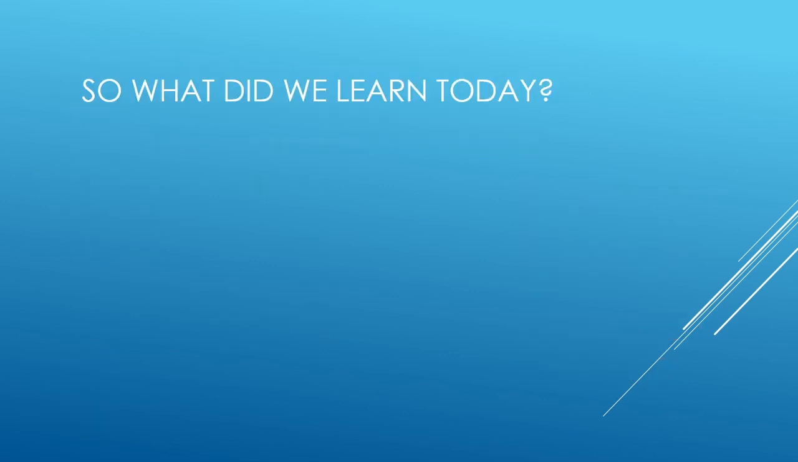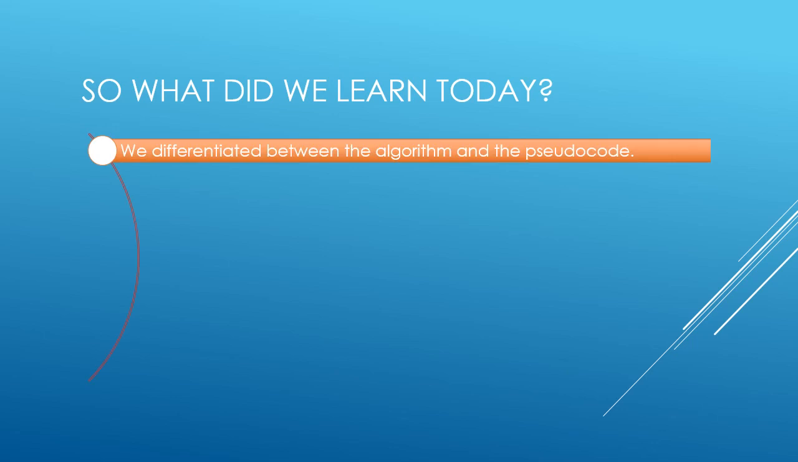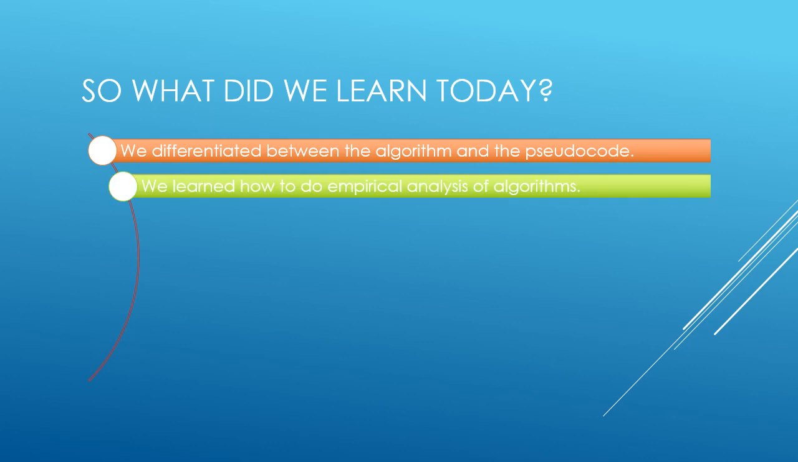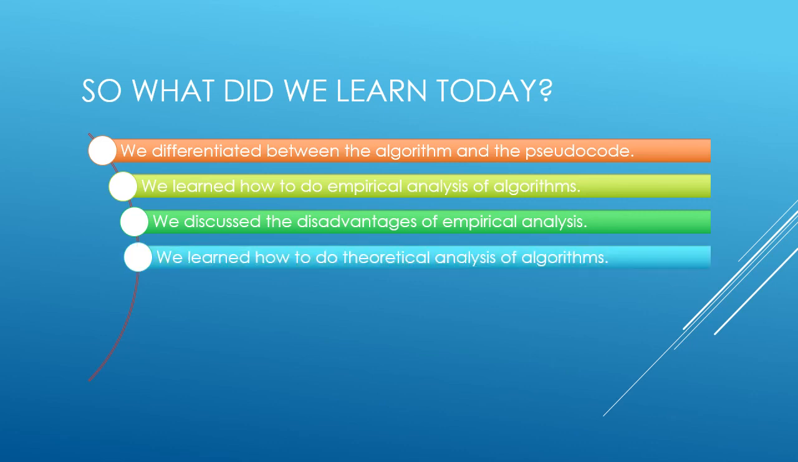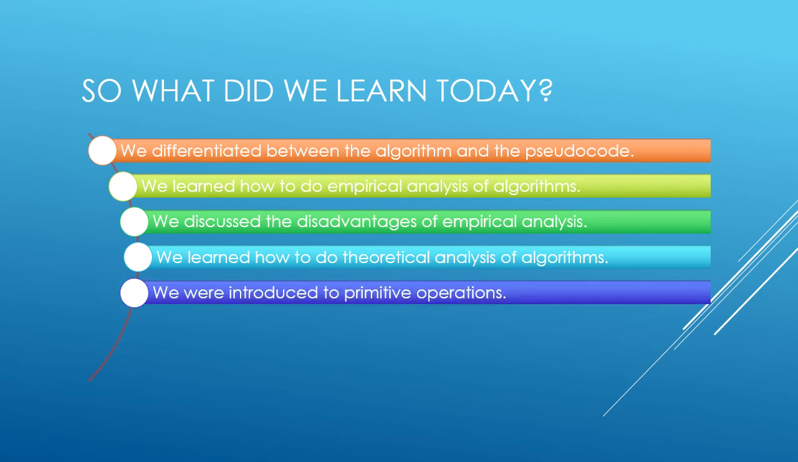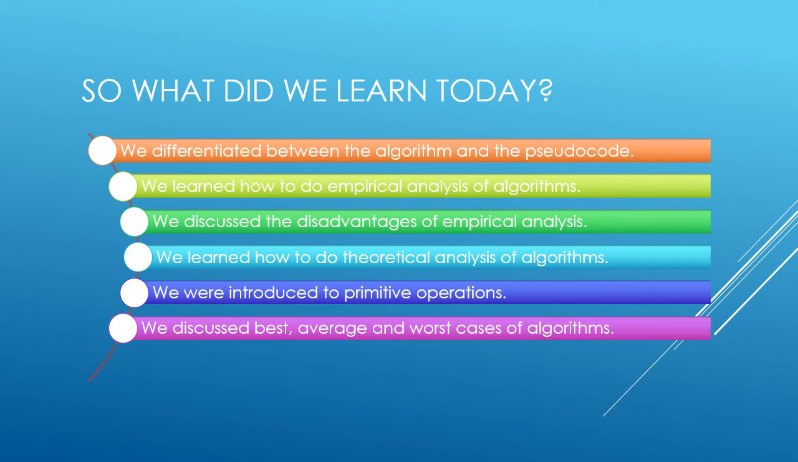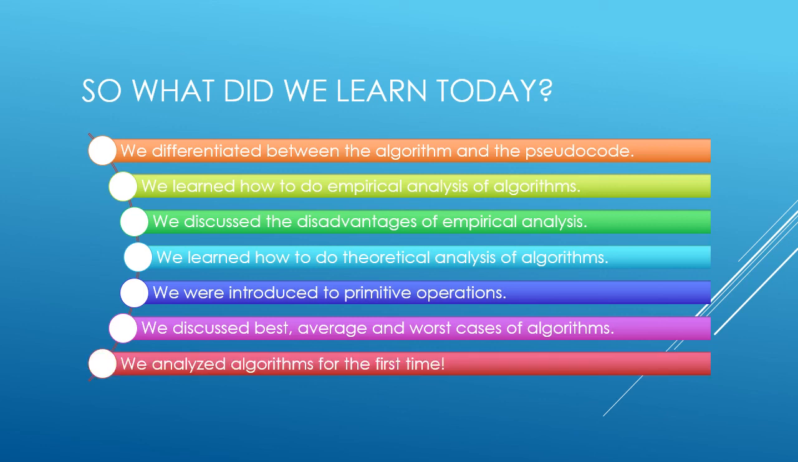So what did we learn today? We differentiated between the algorithm and the pseudocode. We learned how to do empirical analysis of algorithms. We discussed the disadvantages of empirical analysis. We learned how to do theoretical analysis of algorithms. We were introduced to primitive operations. We discussed best, average, and worst cases of algorithms. And we analyzed algorithms for the first time. Hooray!